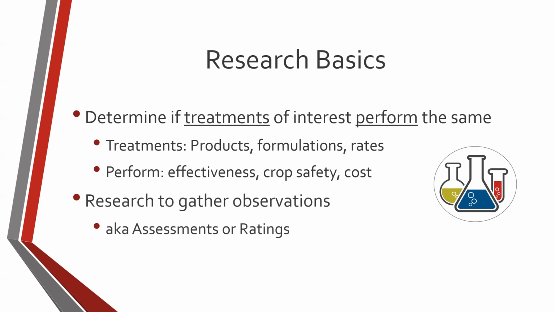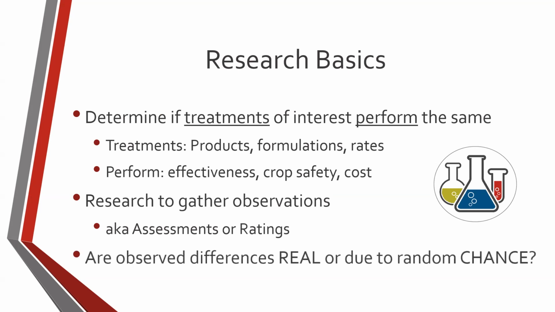Research trials are then performed so we can obtain observations of the treatment performance. In ARM, we usually call those assessments, showing up as an assessment column, or ratings. We'll call them ratings as well. But then the question is, are the observed differences that we see in those assessments due to the differences in the treatments themselves, or just by random chance? That's really where we start to utilize statistics, and we'll dive into that next week with the analysis of variance.